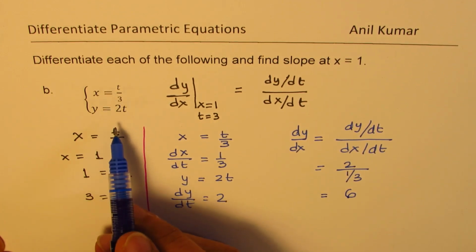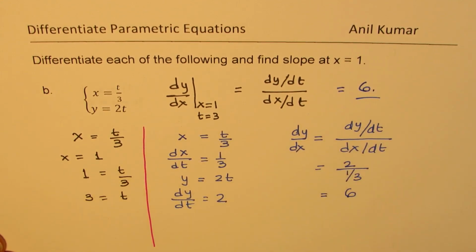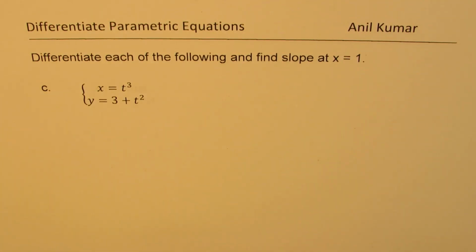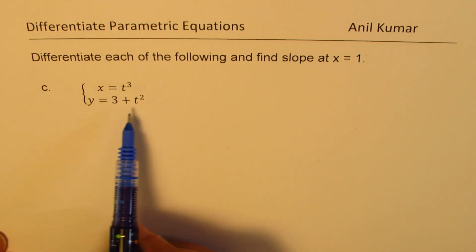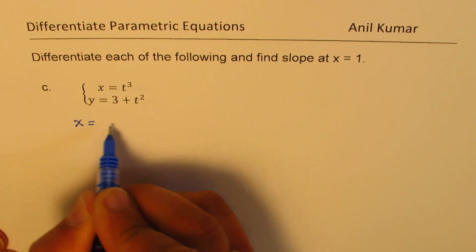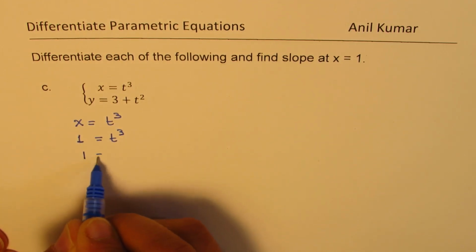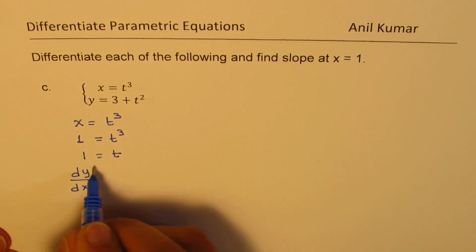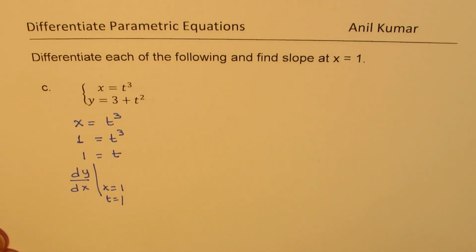Here, this is also a straight line whose slope is constant, and therefore we get this value as equal to 6, correct? Now it is not going to be the same for all other questions, right? Let's see how things change when we work with part C, which is x equals t cubed, y equals 3 plus t squared. Since x is equal to 1, we have x equals t cubed. If I write x as 1, then t cubed is 1, or we can say t is 1, right? So basically, we're trying to find dy/dx at x equals 1 and t equals 1. Clear? That is the concept, right?